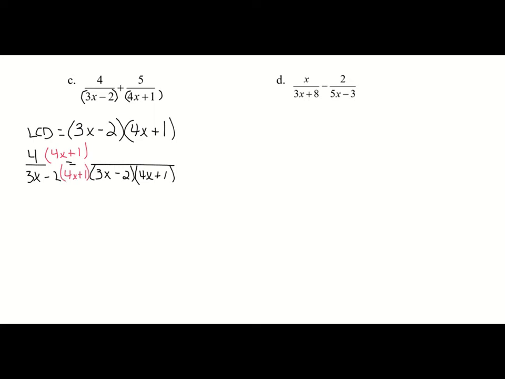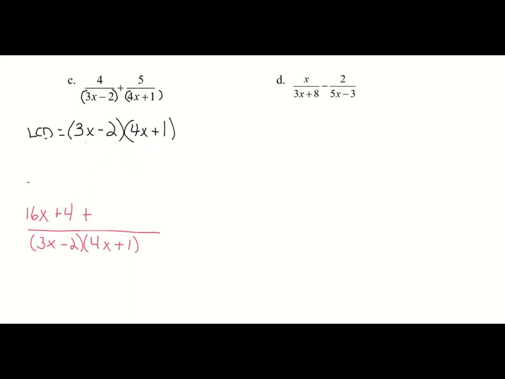All right, so that's going to give me on the top 4 times 4x plus 1. Or if we distribute, I'm going to write the actual problem kind of down here. We're going to end up with 16x plus 4 plus, and I'm going to put that one big denominator there, 3x minus 2 times 4x plus 1. Okay, and I am going to erase the work here so I can put the other fraction in so we have space. So if you want to pause the video, write it down. All right, let's erase this part.